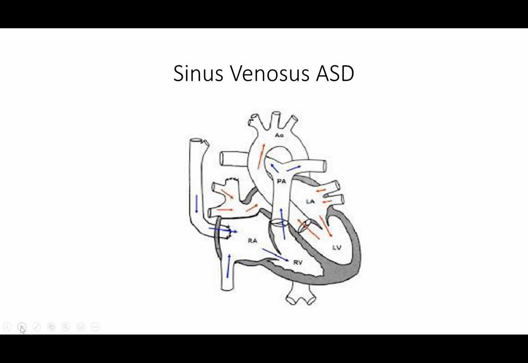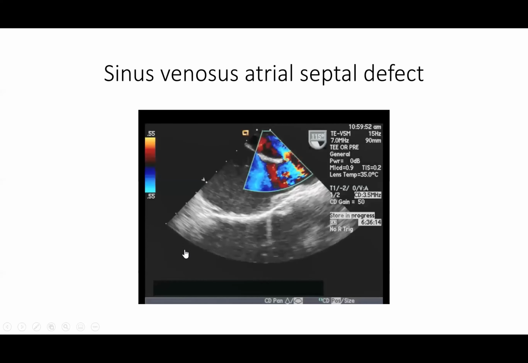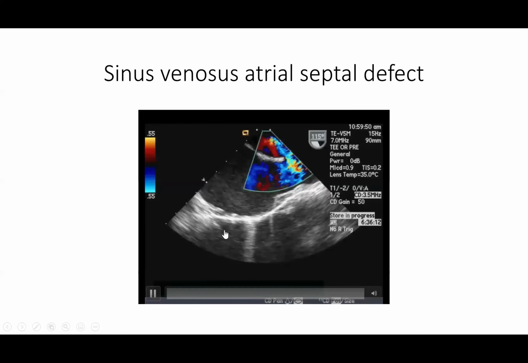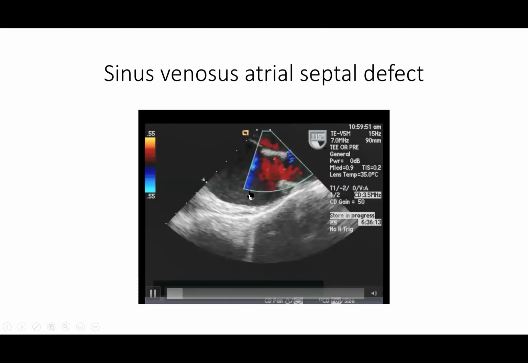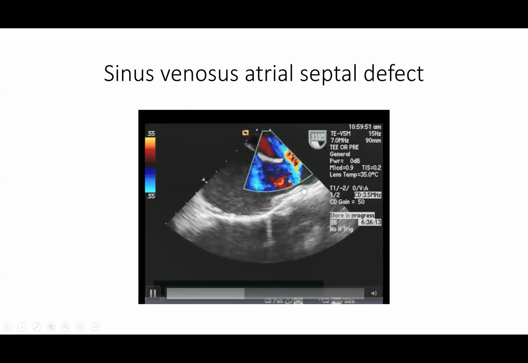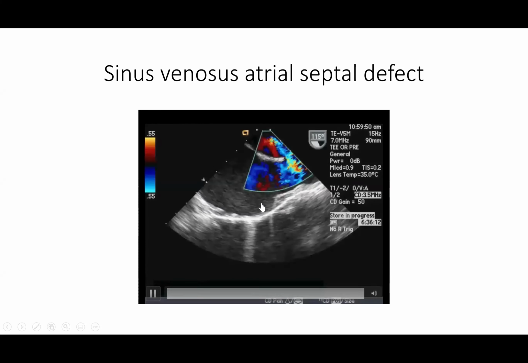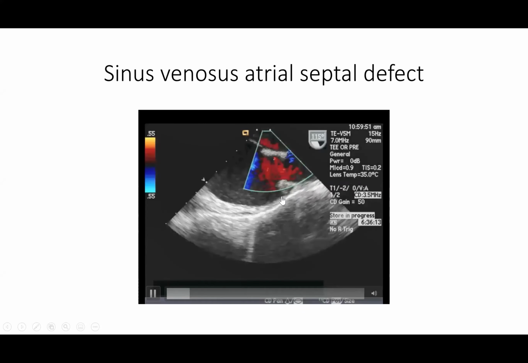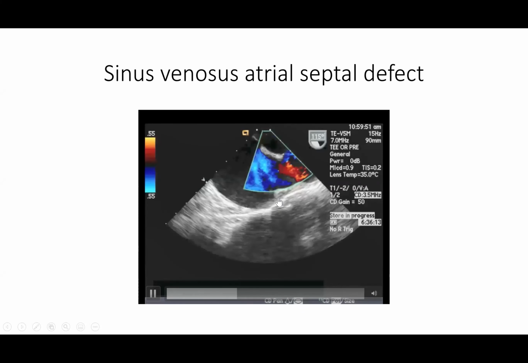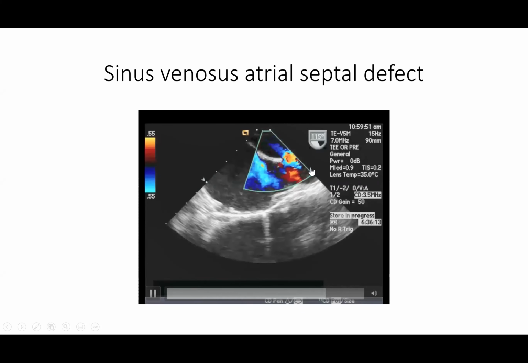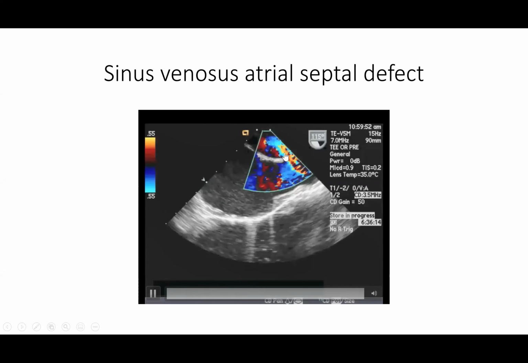Okay, so this is a T, this is a bicaval view. The SVC is here, that's the SVC coming in. This is the atrial septum, and that is the right upper pulmonary vein coming in here. Normally, there should be no defect between here and here.